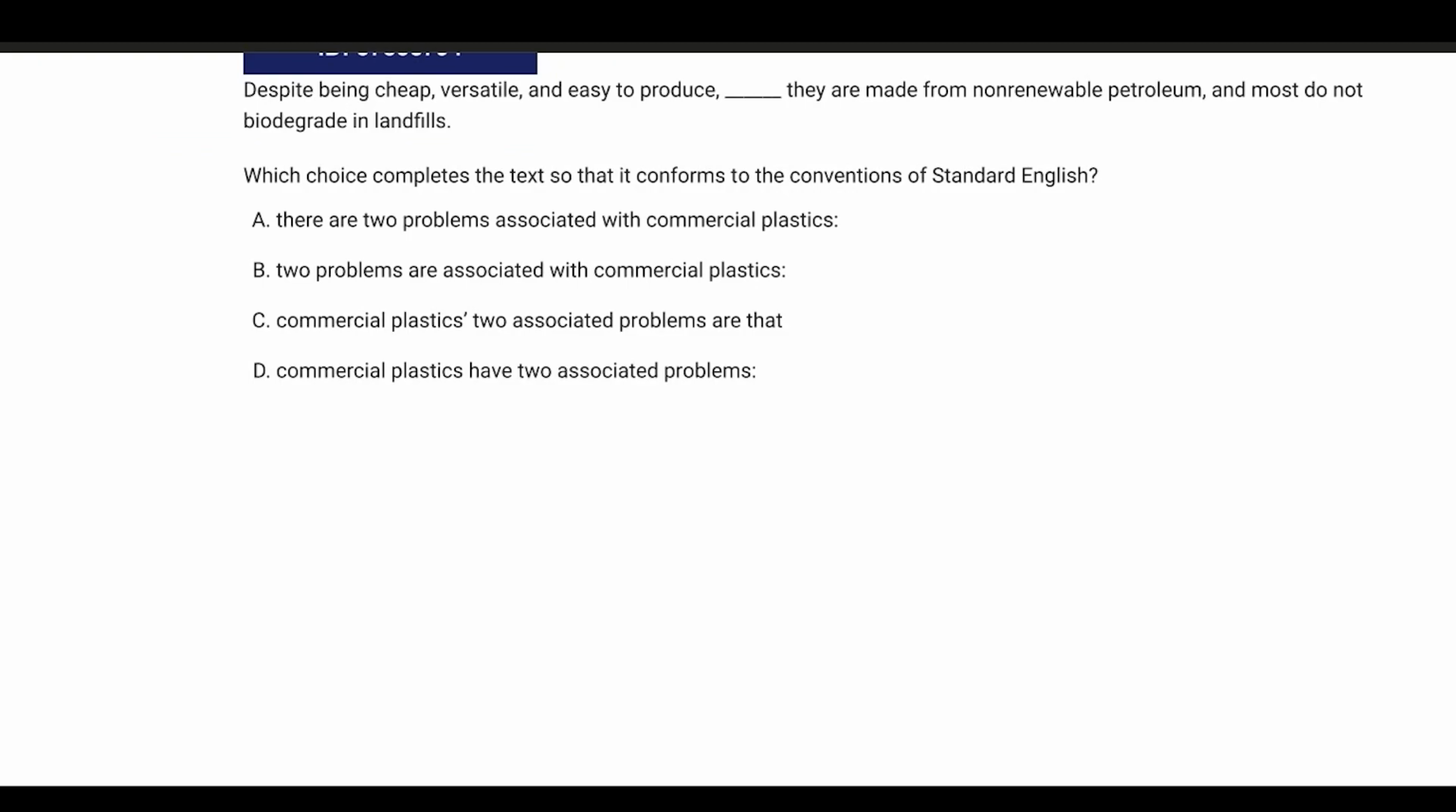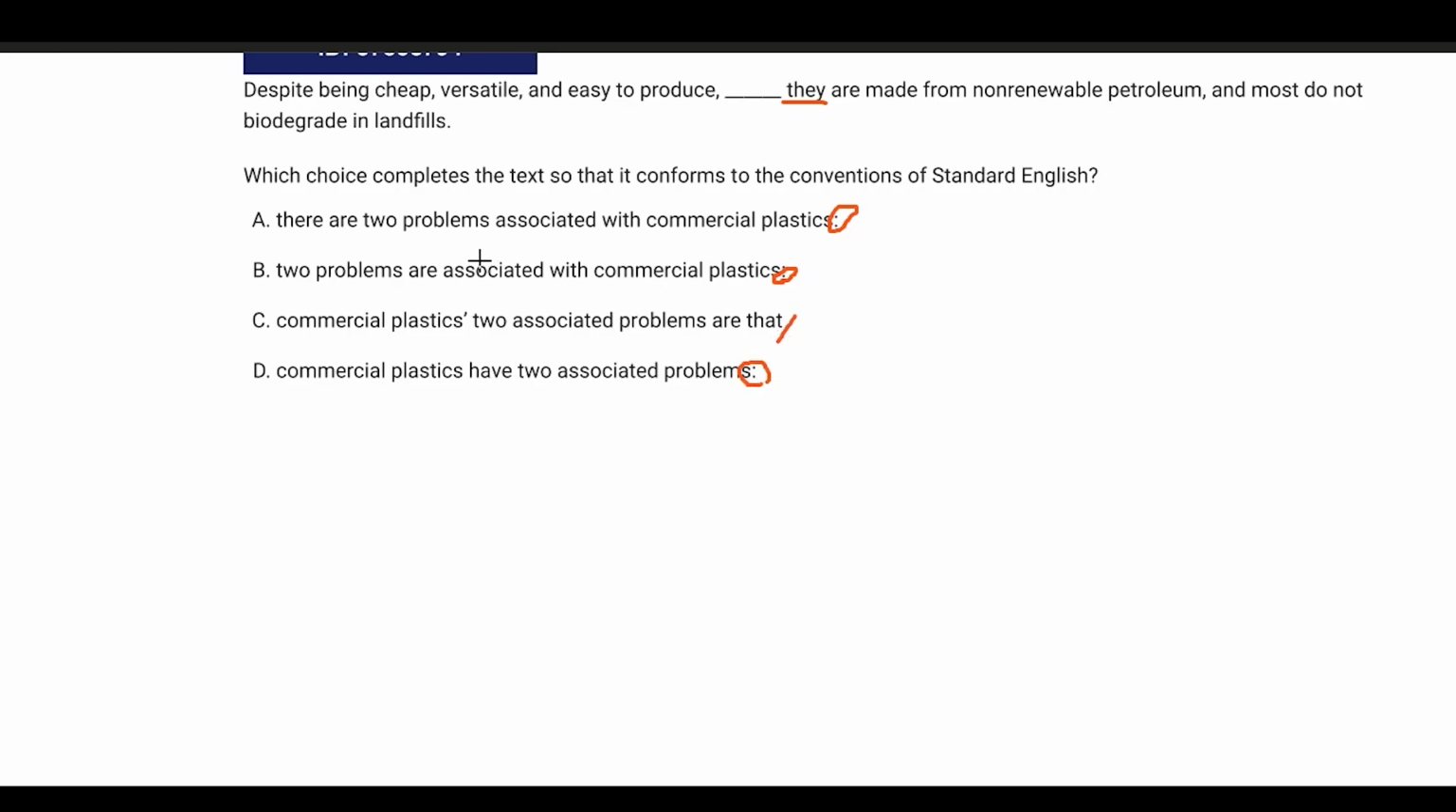Here we go. We have a harder one here. So let's just get into this. Despite being cheap, versatile, and easy to produce, blank, they are made. So we have they. That's already going to tell us that there's a subject. There are two problems associated with commercial plastics. And then we have a colon. We have another colon. We have no colon. And we have another colon.